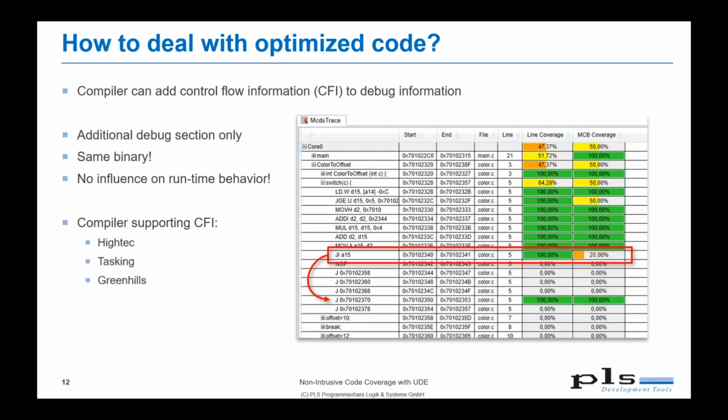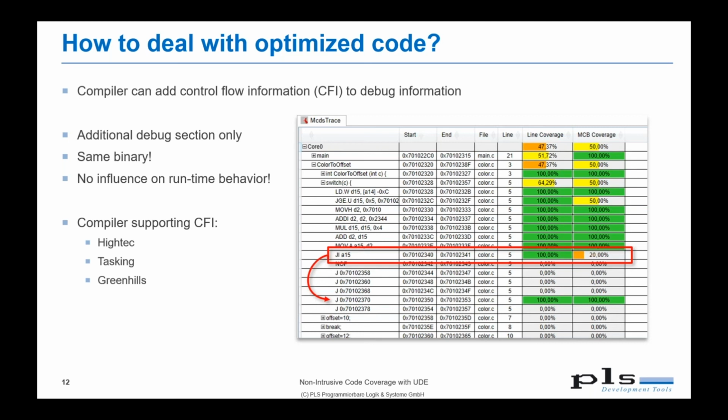With a specific compiler extension that is available for several compilers from different vendors, the missing control flow information, telling the debug tool how many branch targets we actually have, can be provided. The additional information about the control flow is added to the debug section of the ELF file. With that, the binary itself is not changed.